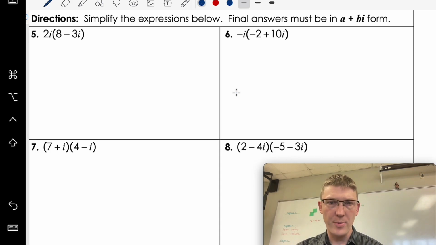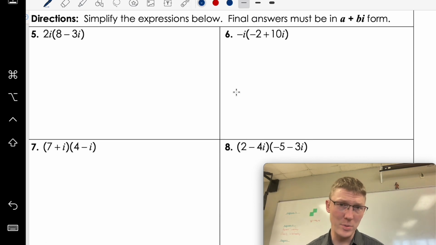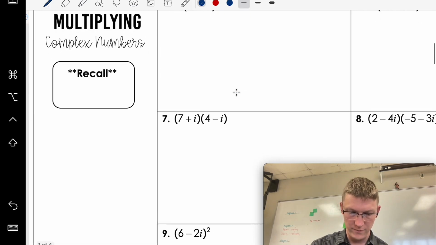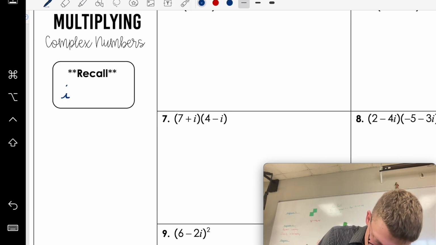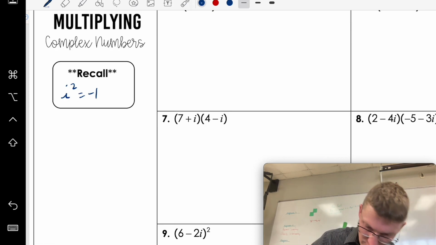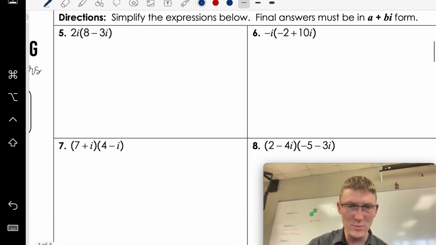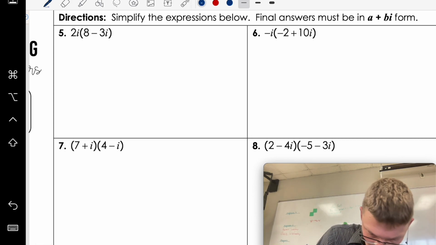Okay, so multiplying can be a little bit more interesting just because we can run into some i squareds. But again, treat i like a variable, and just remember i squared, oh, it's not written there. i squared equals -1. If you can remember that, again, just treat i like a variable, and this should be pretty easy. So for number 5, we're going to distribute that 2i in.